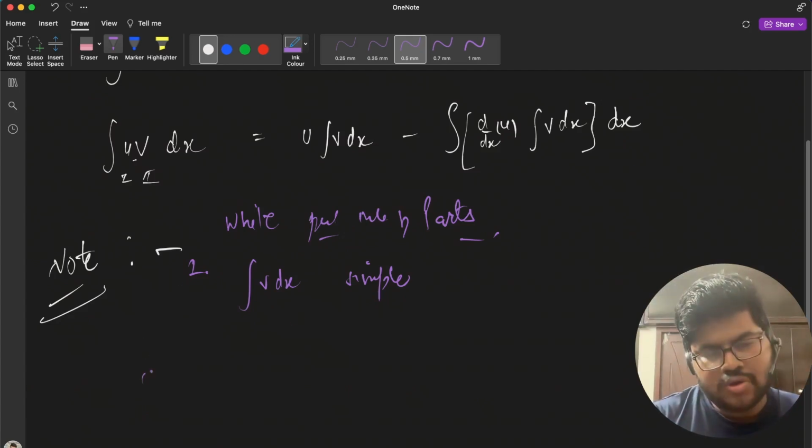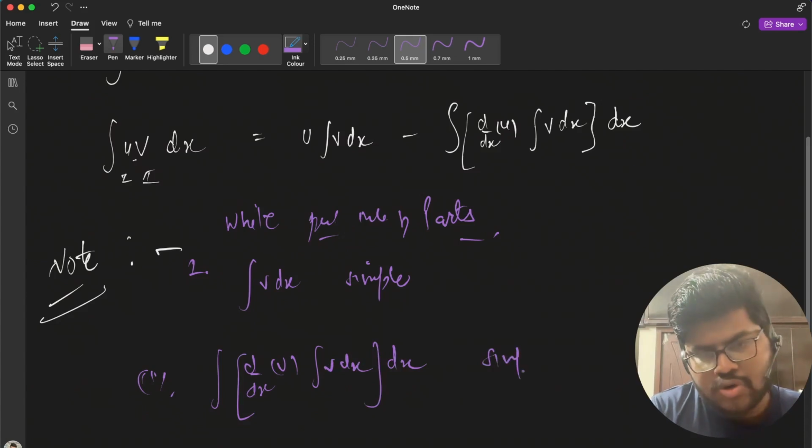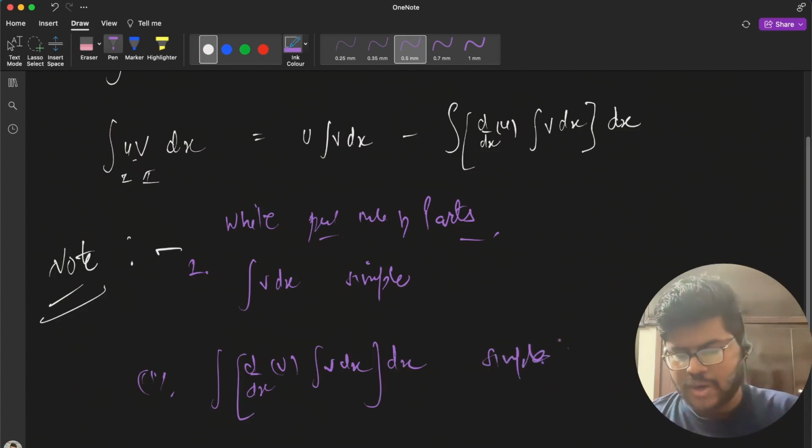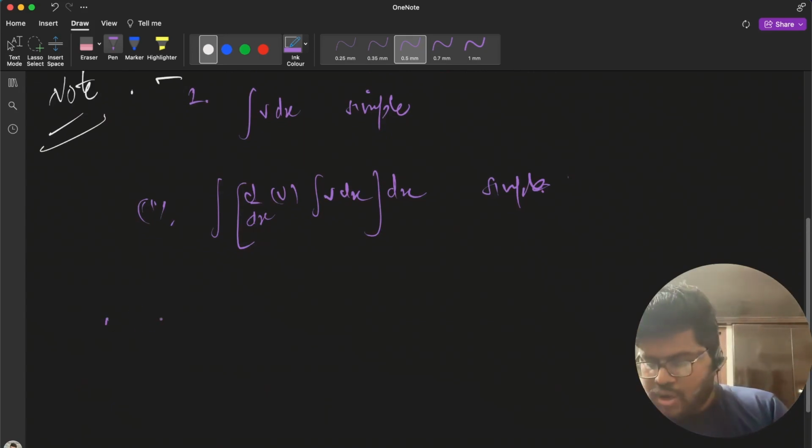Also, if we have to integrate the term d by dx of u into the integration of v dx, dx, then this integration also needs to be very simple. That should be kept in mind. Other than that, keep the order of u and v as per the order of the letters.